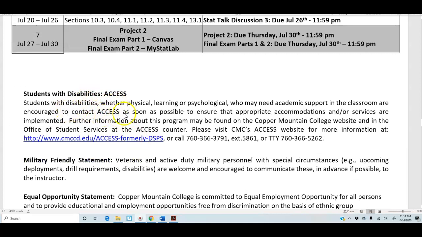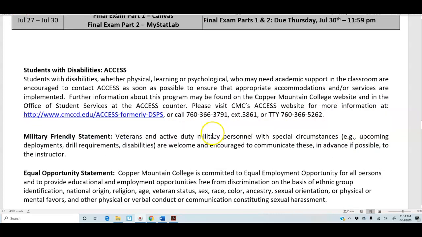Now, students with disabilities. Access. Students with disabilities, whether physical, learning, or psychological, who may need academic support in the classroom, are encouraged to contact Access as soon as possible to ensure that appropriate accommodations and/or services are implemented. Further information about this program may be found on Copper Mountain College's website and in the Office of Student Services at the Access counter. Please visit CMC's Access website for more information.